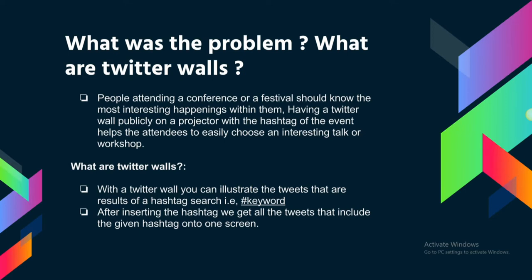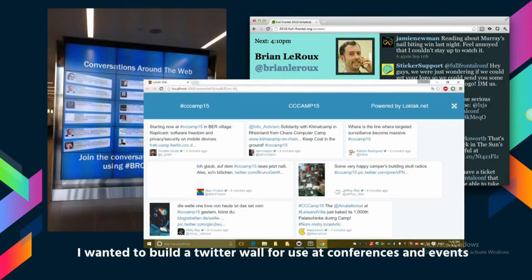What Twitter walls are is, you give a particular keyword, like you create a hashtag for a particular event, and you search for the tweets related to that keyword and you put them together on a screen. That is what a basic Twitter wall is. It's as simple as that. Then, when I went to the conferences, I saw these kinds of Twitter walls and I wanted to build one of my own.